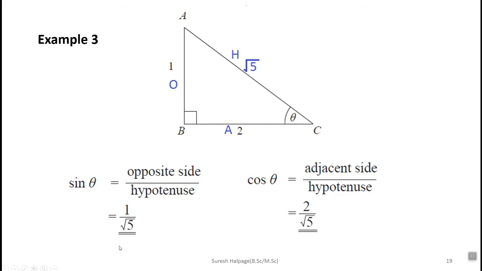So now we can find sin theta. Sin theta is opposite side divided by hypotenuse. Cos theta is adjacent side divided by hypotenuse. Opposite side 1, hypotenuse is root 5. If you want to rationalize this, you can multiply both numerator and denominator by root 5. Cos theta, adjacent divided by hypotenuse. Adjacent 2 units, hypotenuse root 5.